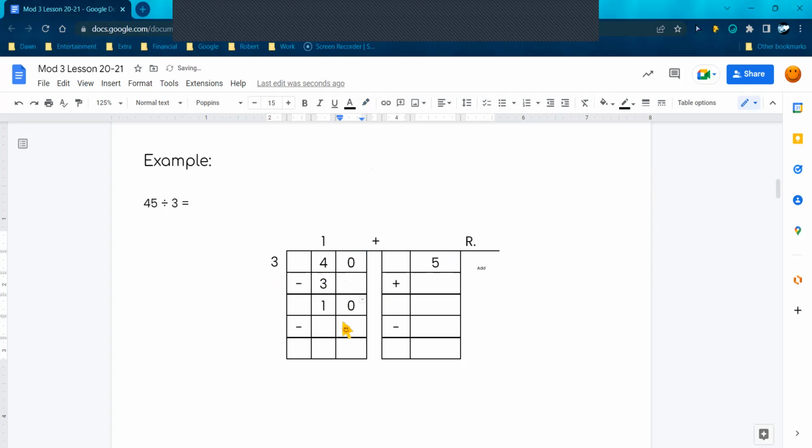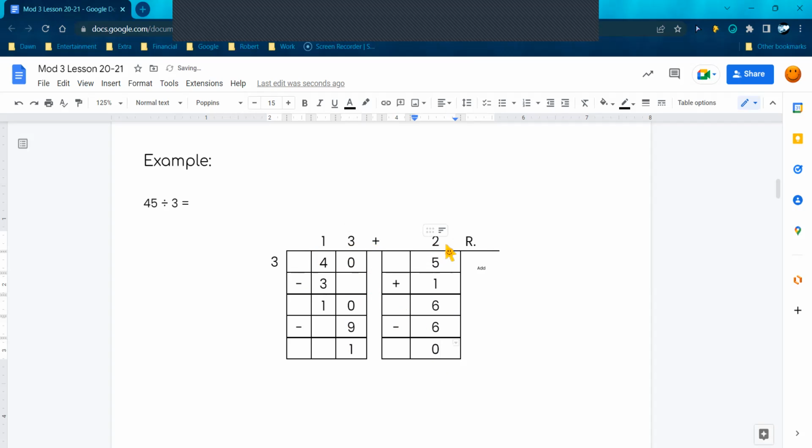3 goes into 10 how many times? I know that 3 times 3 is 9. So I'm putting that 3 over the 0 from our dividend. 10 minus 9 is 1. We have 1 left over, so we're going to bring it to our ones and add it to our ones. So we'll go 5 plus 1 is 6. Now I've got to think of how many times 3 goes in 6. And I know that it's 2 times. So 2 times 3 is 6. And 6 minus 6 is 0.